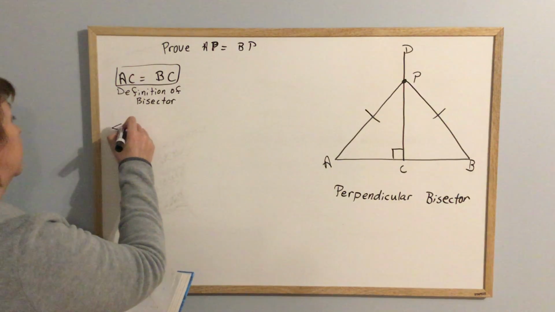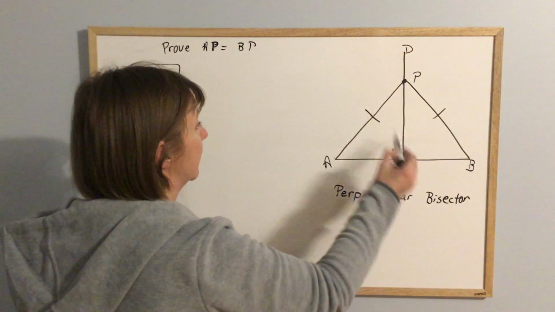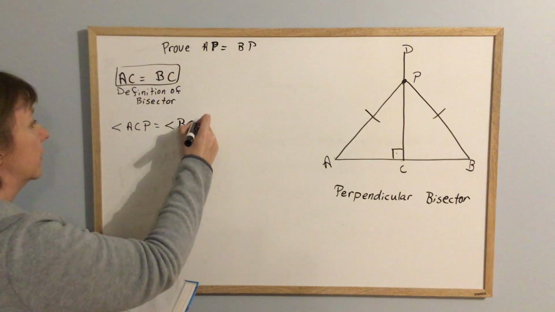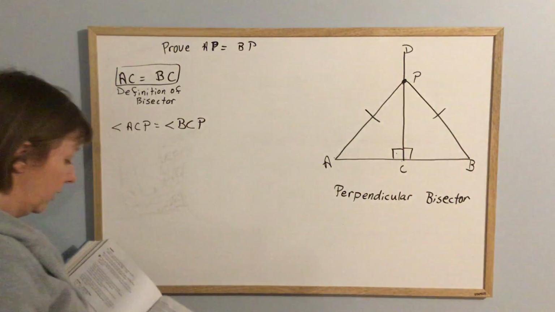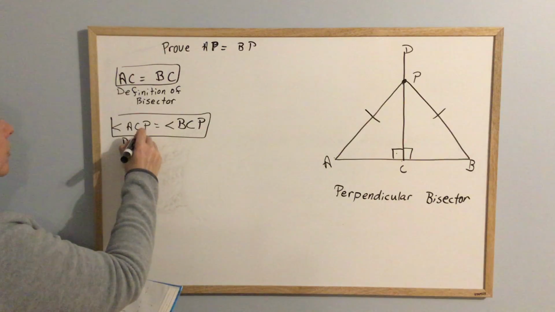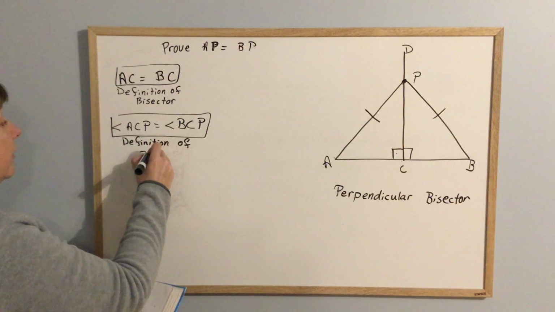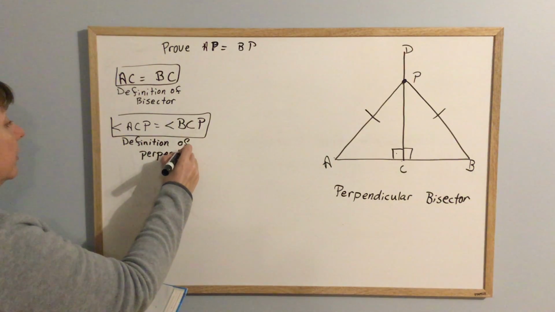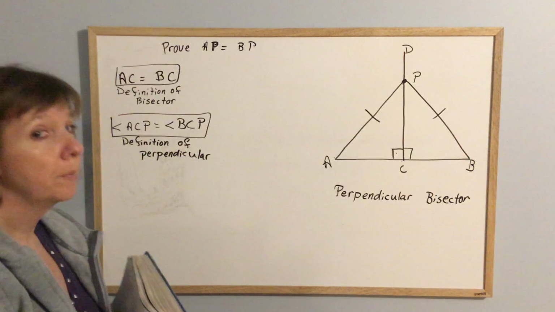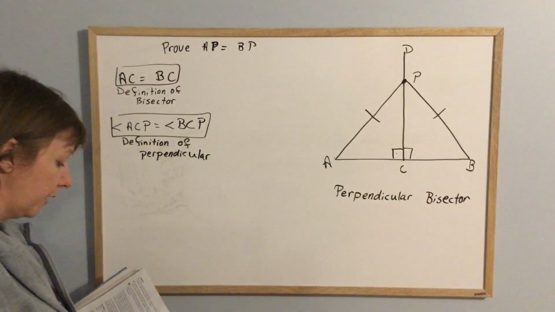Then they say angle ACP, this one, is equal to angle BCP. So this one. And again, that's a statement. And why can I say that? Again, they just put definition. I'm going to be a little bit more specific, and I'm going to say definition of the word perpendicular. They told us it was a perpendicular bisector. Well, if it's perpendicular, then it's 90 degrees on that side and 90 degrees on that side.